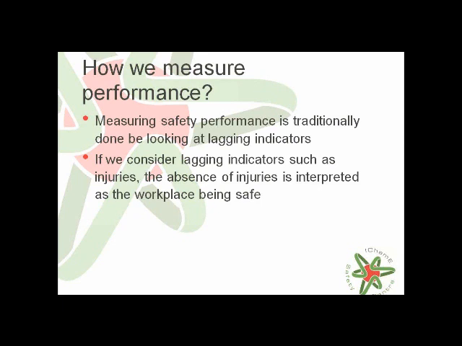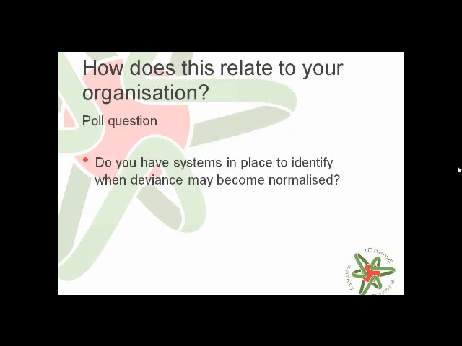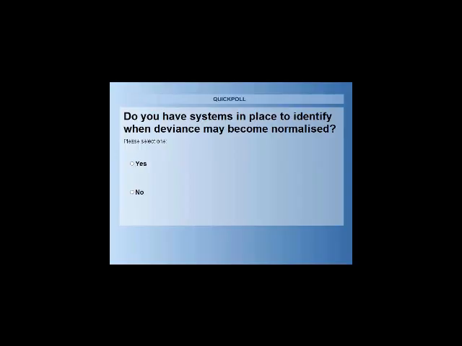We're about to do a poll question now. So shortly a window will pop up on your screen and you'll be able to select a response to the question. Do you have systems in place to identify when deviance may become normalised? You'll be able to select yes, no or don't know. And we cannot tell who has submitted each answer.